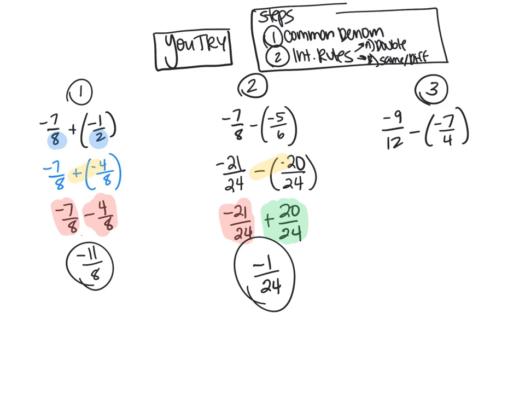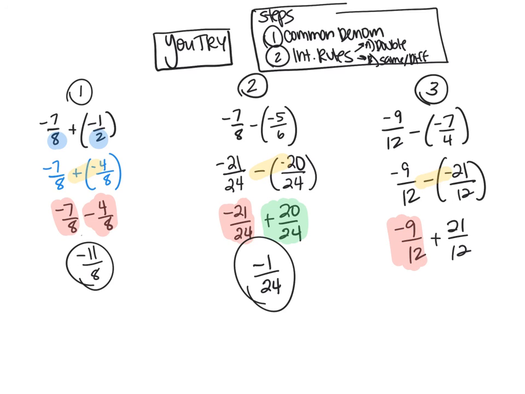For number 3, I find my common denominator, which will be 12, minus negative 21/12. I look to see if I have any double signs, and I do. Since I have a double sign, I rewrite the problem without the double sign, and I look to see, are my fractions the same sign or different signs? And they are different signs. That means I'm going to subtract them, giving me 11/12 as my final answer.